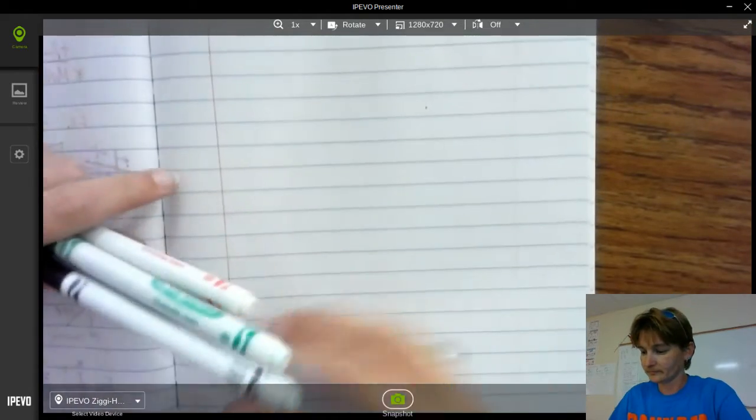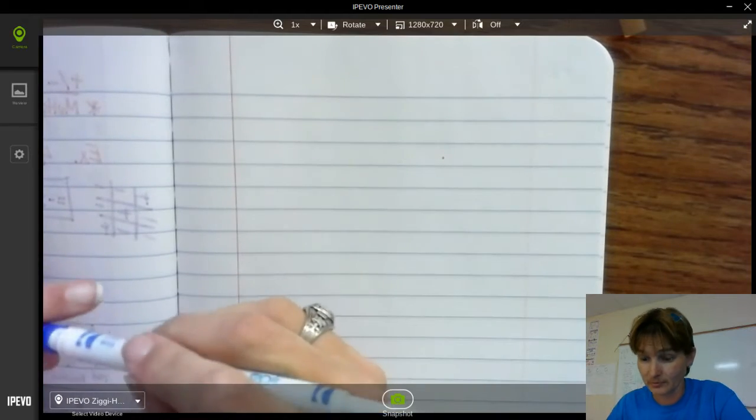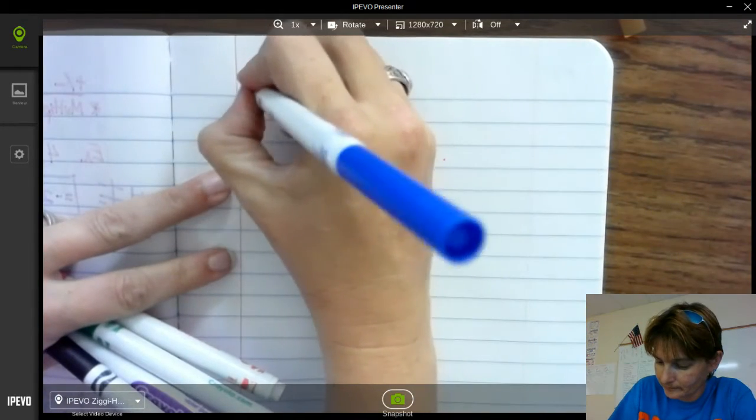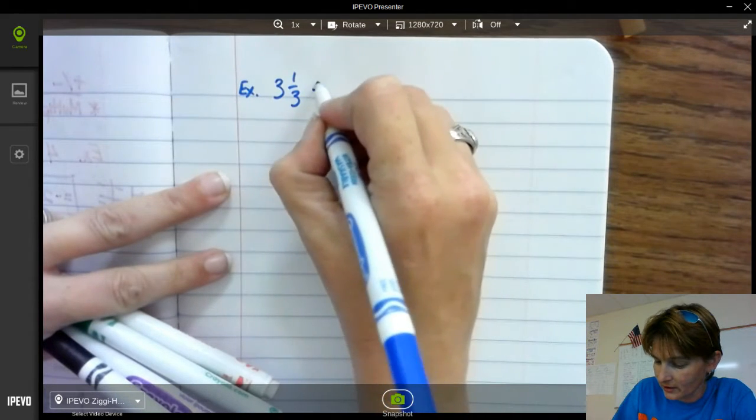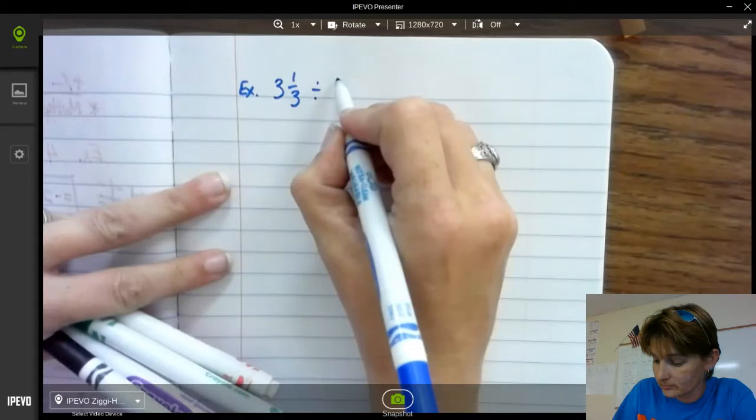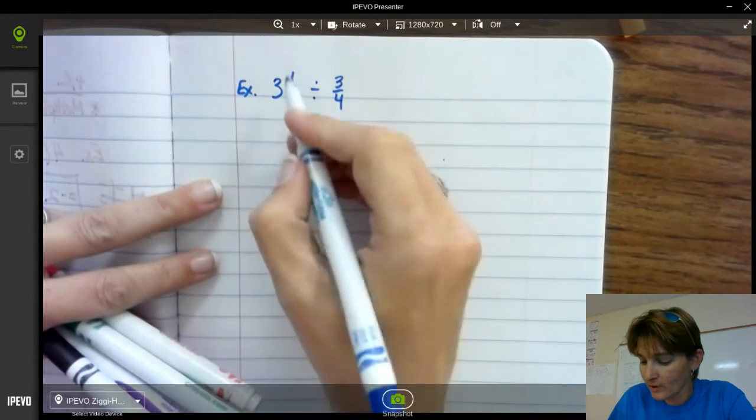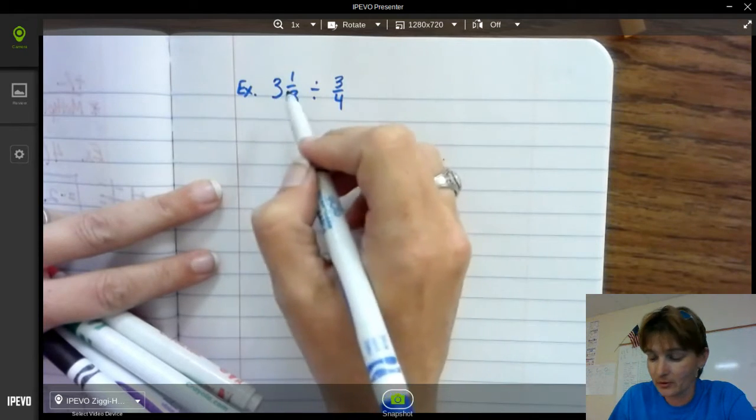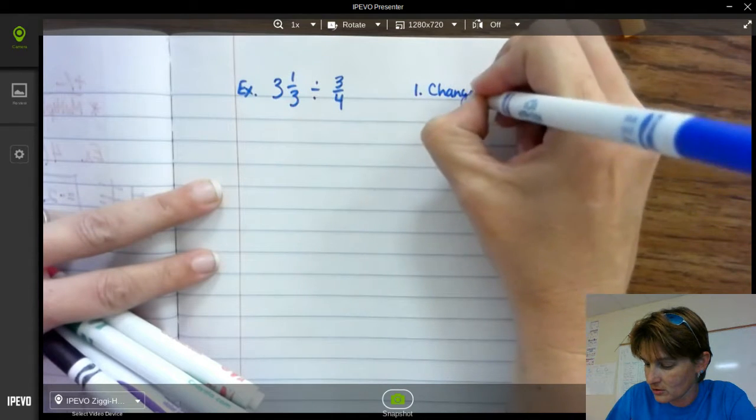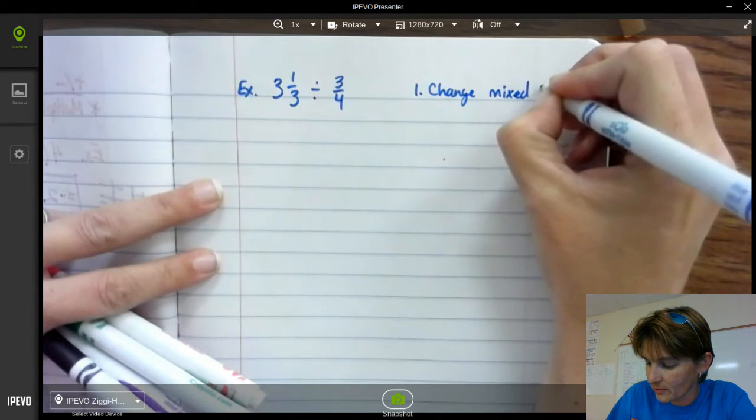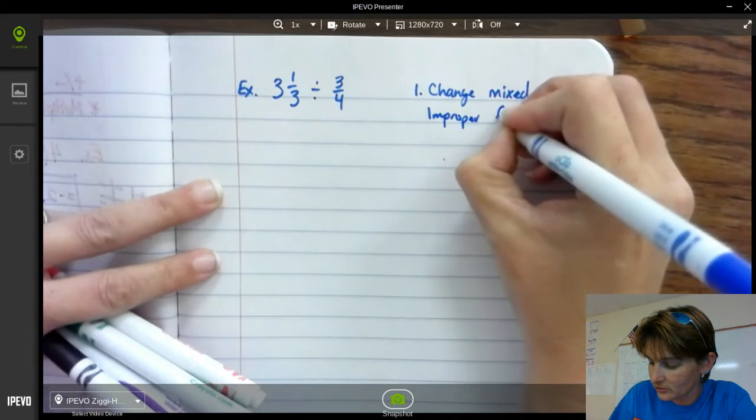All right, now we're going to look at an example where we start off with a whole number in there or a mixed number. Okay. So what if I have 3 1/3 divided by 3/4? We want to take our mixed number. So first step is to change mixed number to improper fraction.